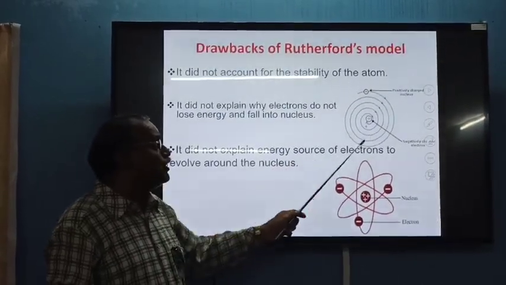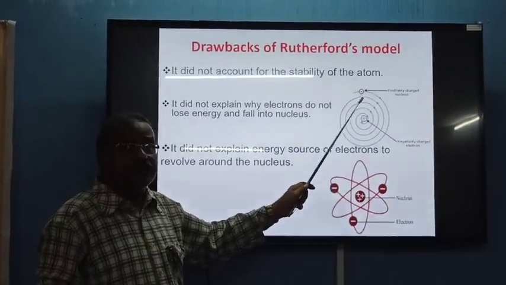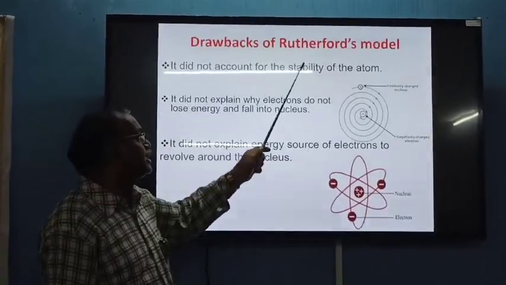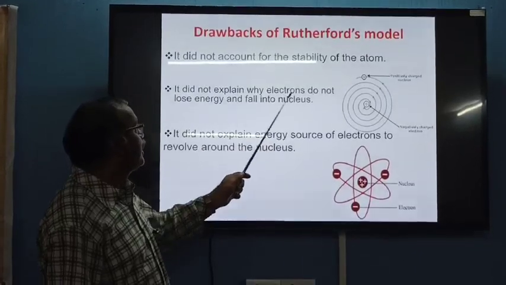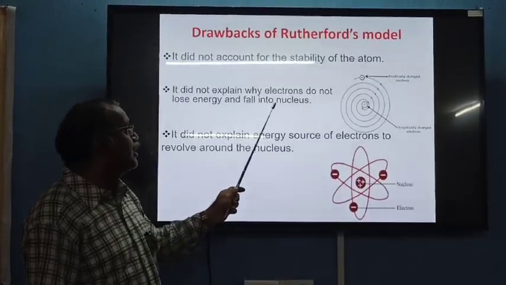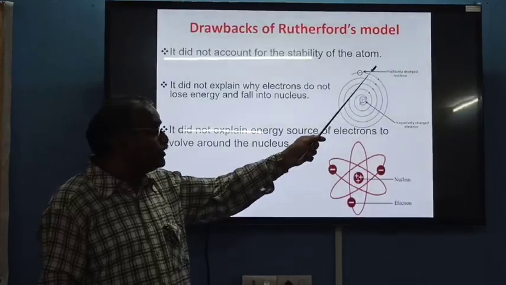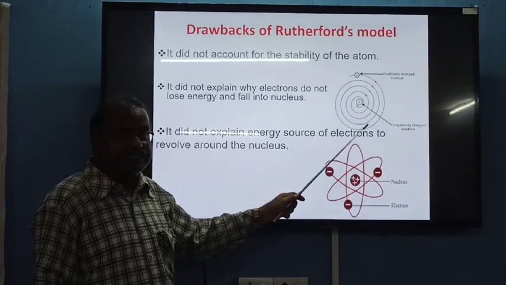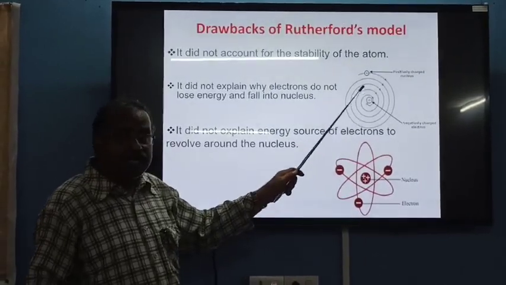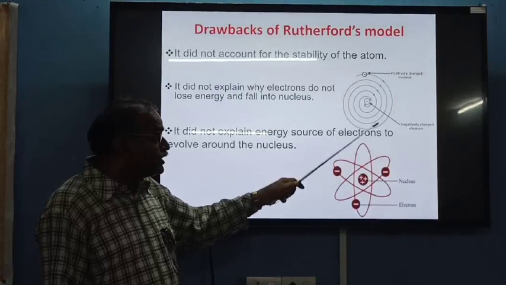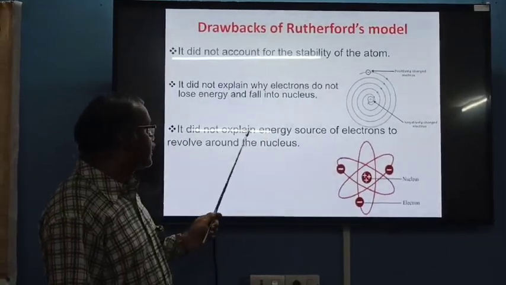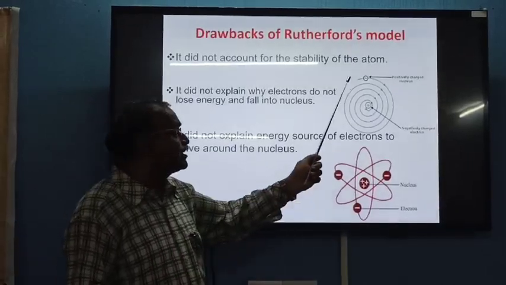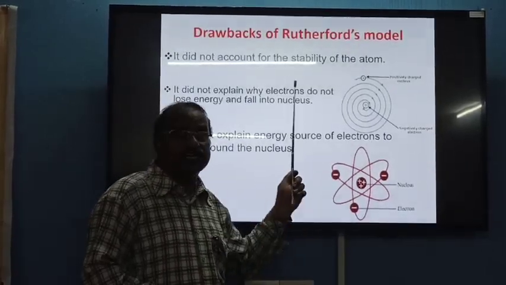So this theory is also wrong, because it is unable to explain this instability. This indicates unstable, but atoms are stable. It did not explain why electrons do not lose energy and fall into the nucleus. It should happen, but it is not happening. According to the theory, according to static electricity, they should fall, but they are not falling. It is existing. That was not explained by Rutherford. He did not explain the energy source of electrons to revolve around the nucleus. From where they are getting energy to revolve is also not explained.